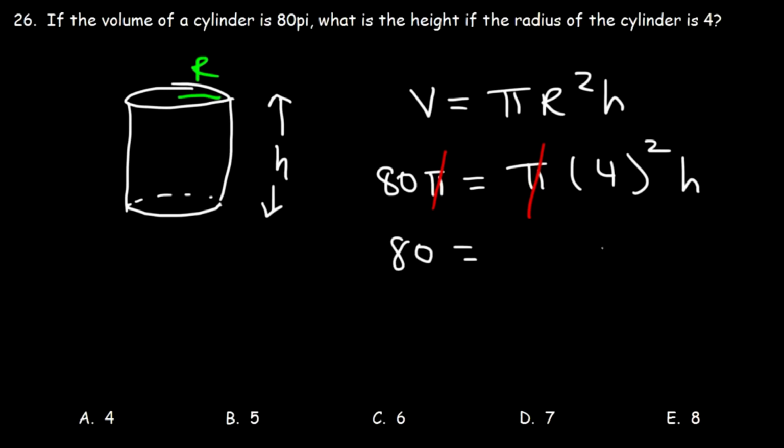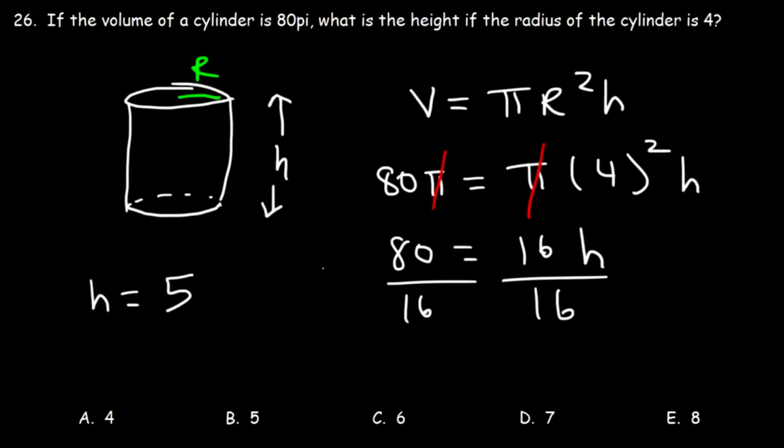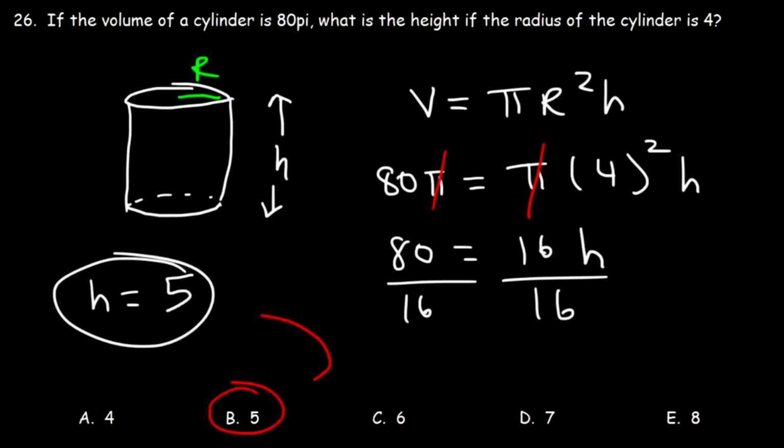4 squared, or 4 times 4, that's 16. So now we just got to divide both sides by 16. So h is 80 divided by 16, which is equal to 5. So the height is 5 units. Therefore, B is the right answer.